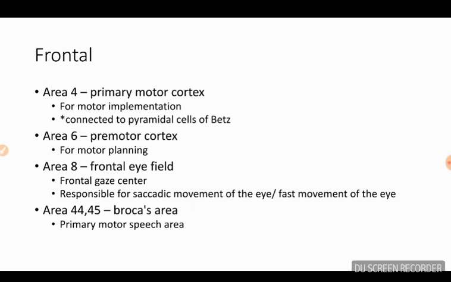You have area 6, also known as premotor cortex, or the secondary association motor area, responsible for motor planning. Then you have your area 8, also known as frontal eye field, responsible for the fast movement of the eye, or saccadic movement. And you have your area 44-45, also known as Broca's area. It is also known as the primary motor speech area, responsible for the response.